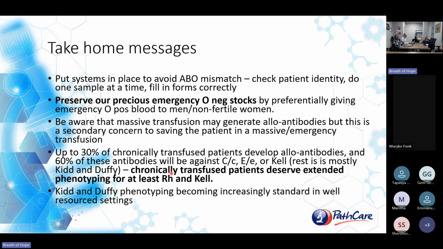And if you have a patient who you are transfusing every month, every 2 months, they deserve extended phenotyping for the Rh group and Kell. That is a service offered by SANBS, and once they've been phenotyped, you can ask SANBS to provide Rh and Kell matched products. And then in more well-resourced settings, they're going on to also phenotype for Kidd and Duffy.